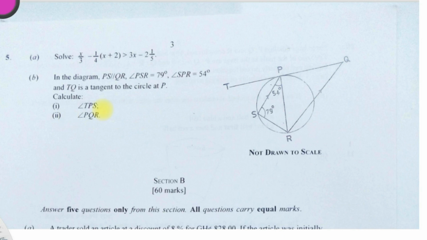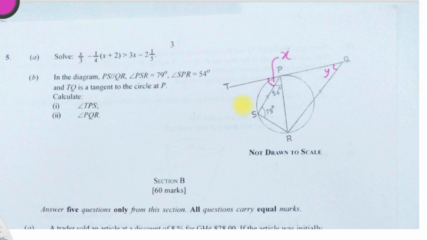So we are to calculate angle TPS. This is the angle we are supposed to find. And angle PQR, let this angle be equal to X, and this one be equal to Y.